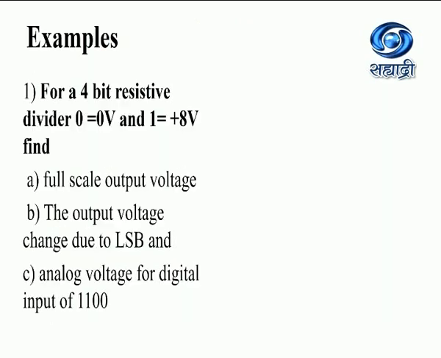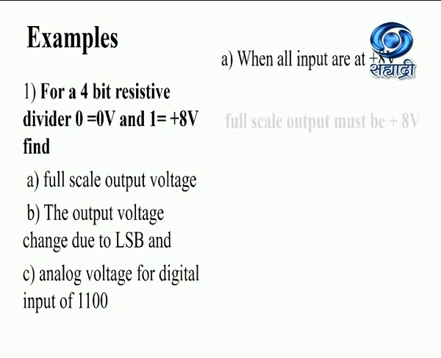So let's solve the examples based on DAC. The first example is for a 4-bit resistive divider. Logic 0 has 0 volt and logic 1 has plus 8 volt applied. So we have to find, A, the full scale output voltage, B, the output voltage change due to LSB, and C, the analog voltage for digital input of 1100. This kind of example may be asked in your board exam. So let's solve this example.